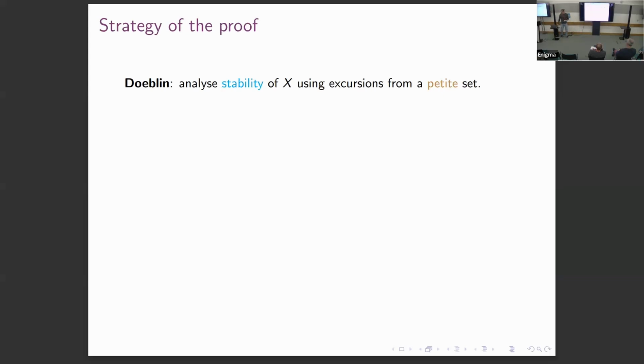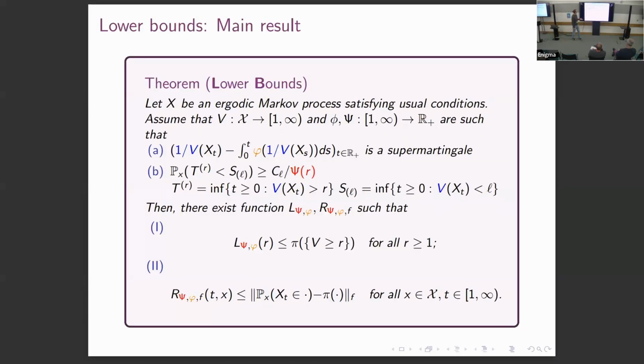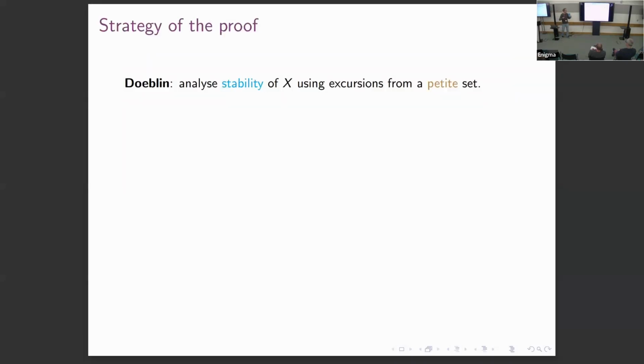So one thing you can notice with this theorem is that it has very little structure. So if you have an ergodic Markov process, some usual condition, and some strange function, then you get bounds. And because we have very little structure, we have very little tools to work with. And what we do is then go back to very fundamental and elementary ideas of Doeblin, who understood that stability can be studied using excursions from Petit sets. And again, we go back to the random walk on the lattice.